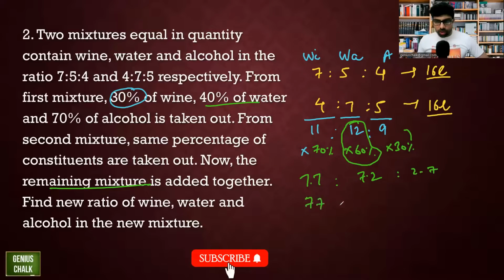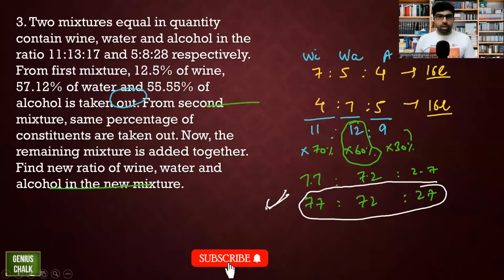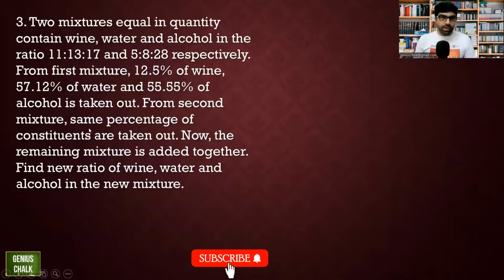So if you take this decimal away, my answer is 77, 72, and 27. As we can see, it is not cancelled by 3 or any other number. So this is my final ratio. Let's move on to the next two mixtures, again equal in quantity. Wine, water, alcohol. The ratio is 11, 13, 17, and this.